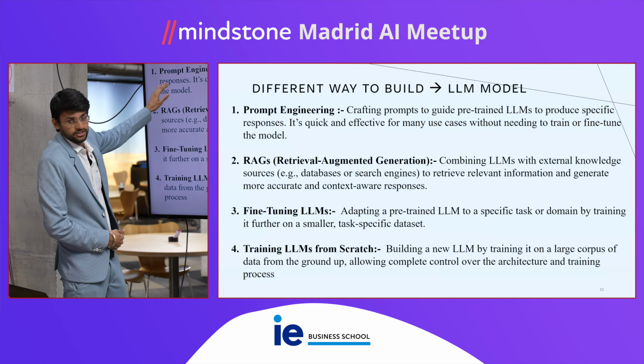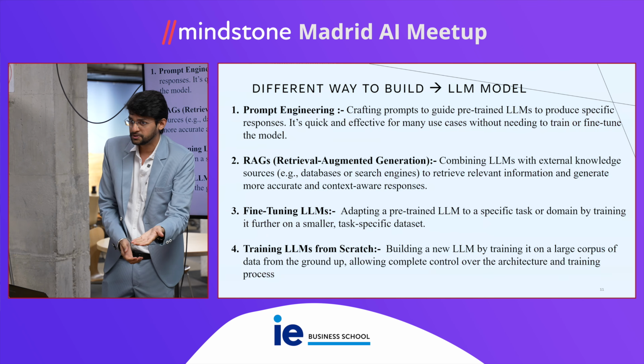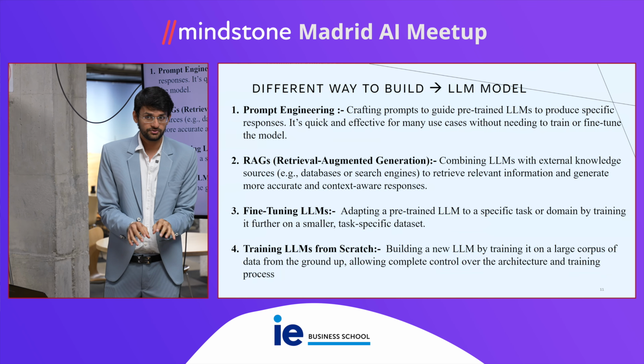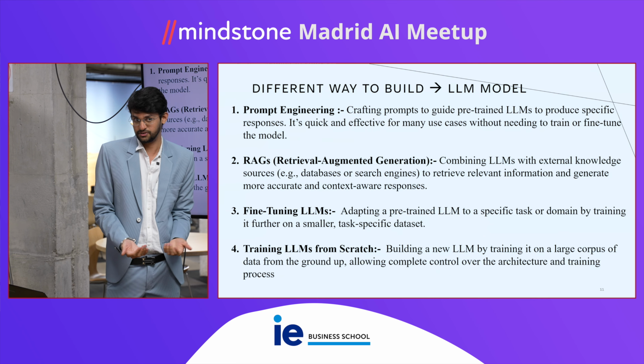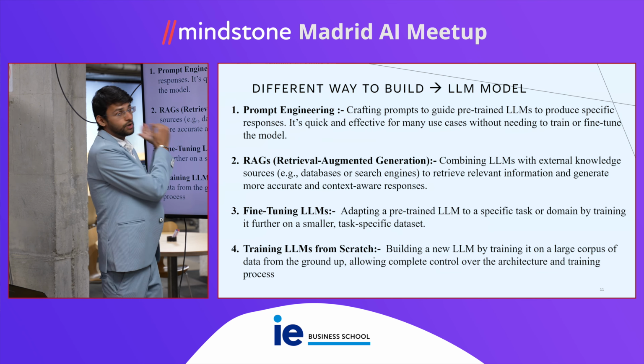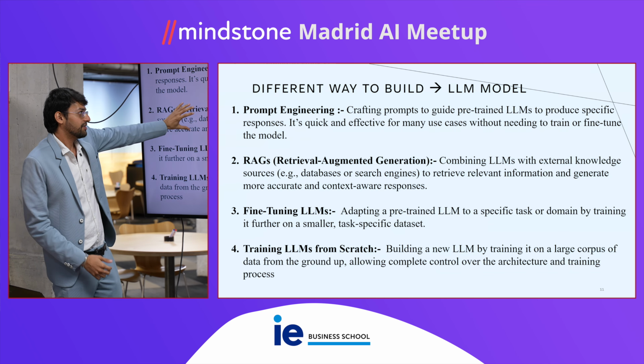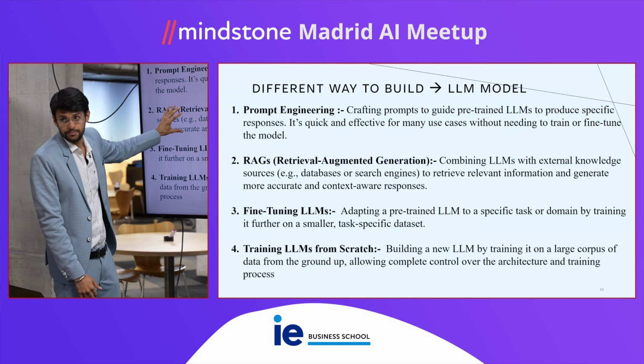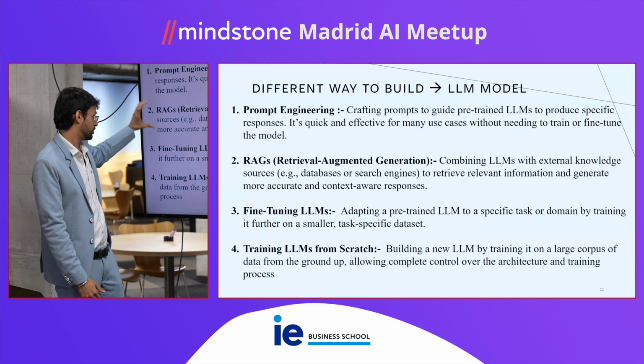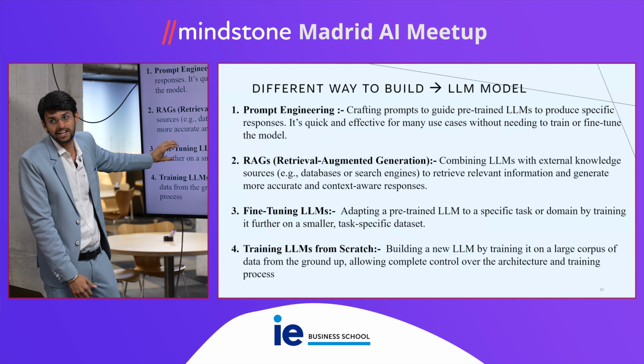So the first is prompt engineering. You go to ChatGPT, open it, type the information, and get the information back. This is prompt engineering. The second is RAG. So today I will be covering this kind of application. Here our main focus is on RAG and fine-tuning the LLM models.